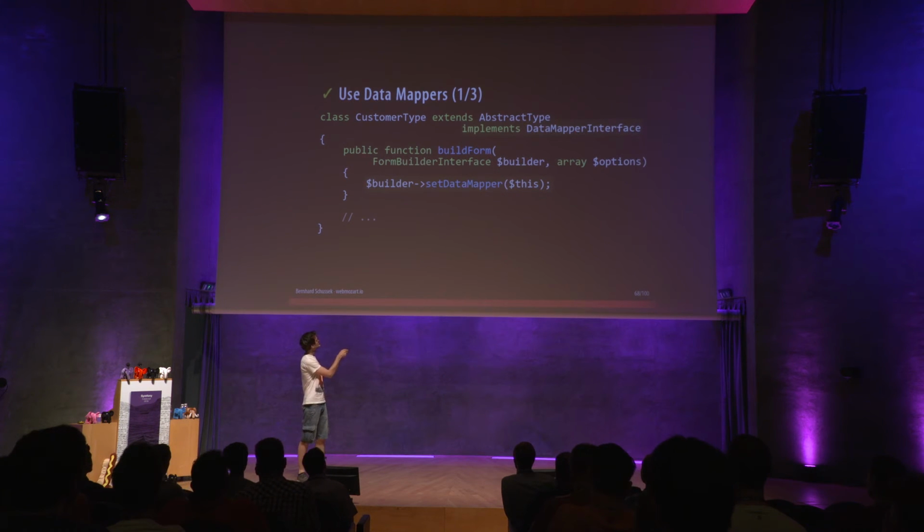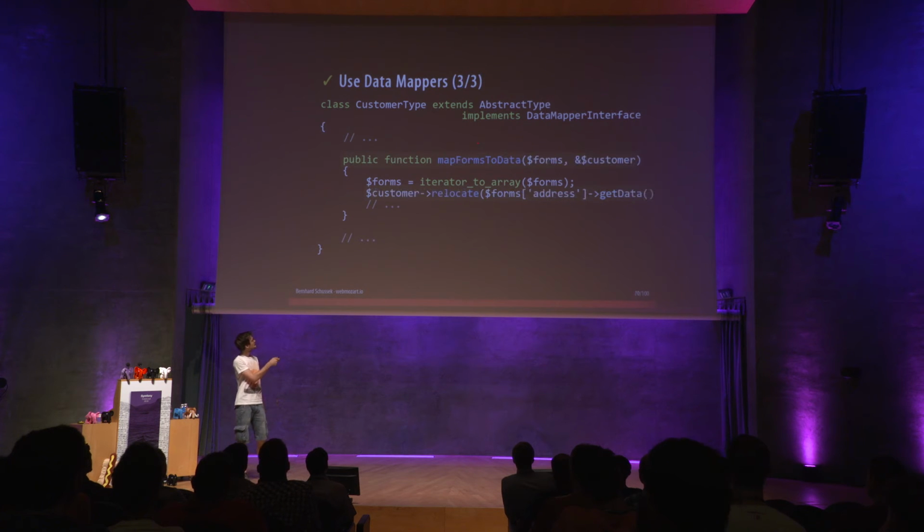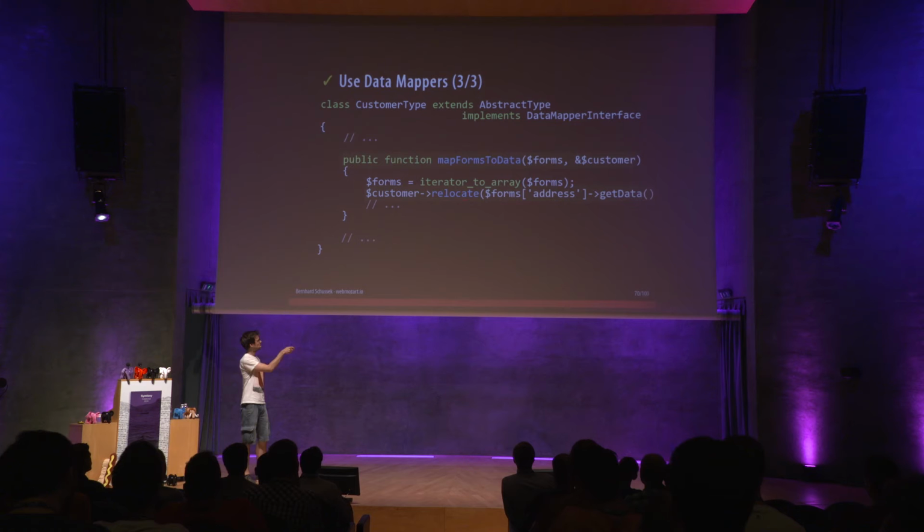After implementing the data mapper interface, you call setDataMapper this in build form. And then you have two methods, map data to forms, where you take the existing customer and map it to the fields. So for example, here forms address, set data, customer get address. And the second method is map forms to data, where you take the updated forms and merge their data into the existing customer object, if there is one. So you see that this is passed by reference, that's important. So here we would call customer relocate with the new data of the address field.